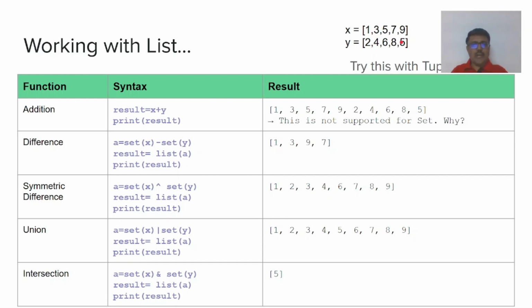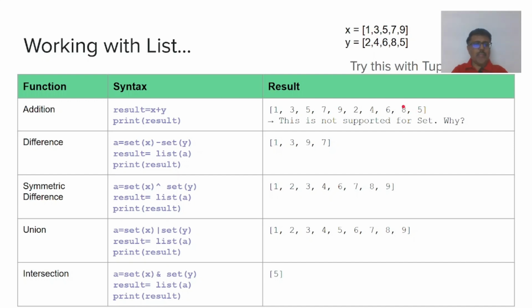Let's now try addition, for example. I want to add these two. When you say add these two, whatever value is available here and whatever value is available here, all will be added and put into a single list. When I do straightforward addition, you can see it here: 1, 3, 5, 7, 9, 2, 4, 6, 8, 5. So all the items are added here.